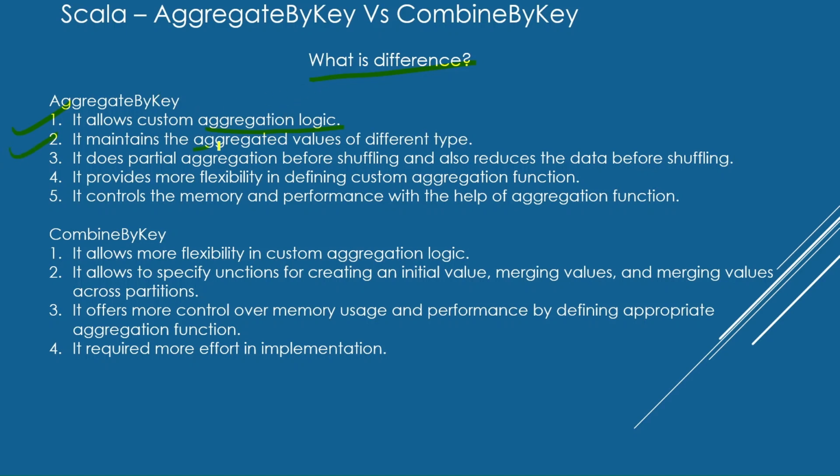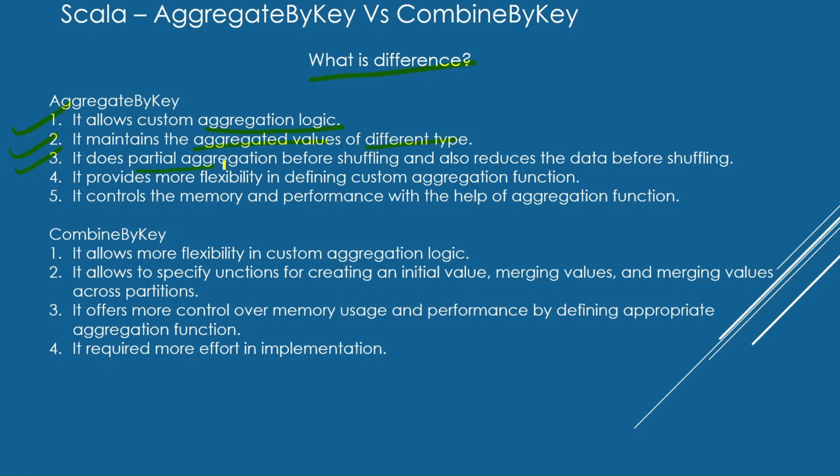It maintains aggregated values of different types. So if the output is going to be different, then we should use aggregate by key. Whatever the input, if there is a requirement for the output to be different, then use aggregate by key.